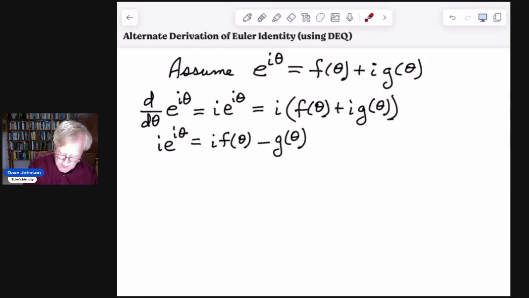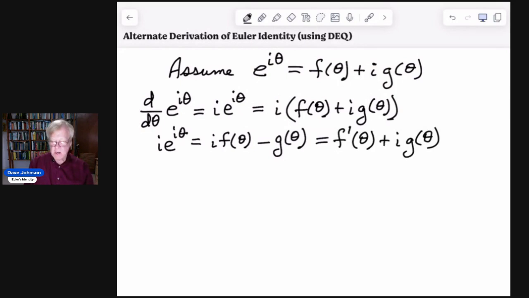Now, at the same time, if we differentiate e to the i theta with respect to theta, we can just differentiate these term by term. So let me go ahead and write that. So this is also equal to f prime of theta plus i times g prime of theta.